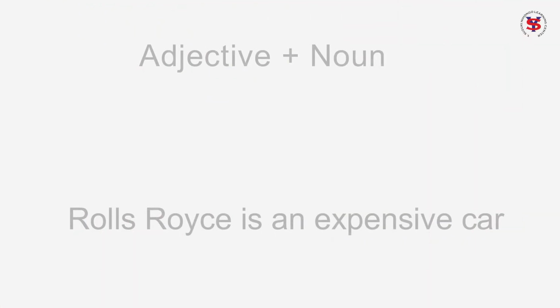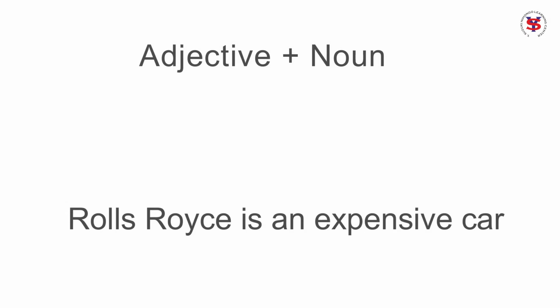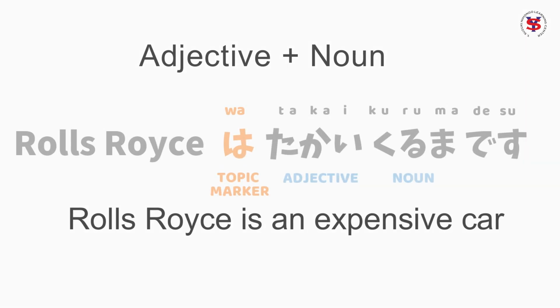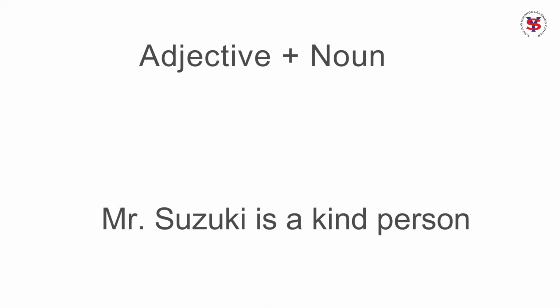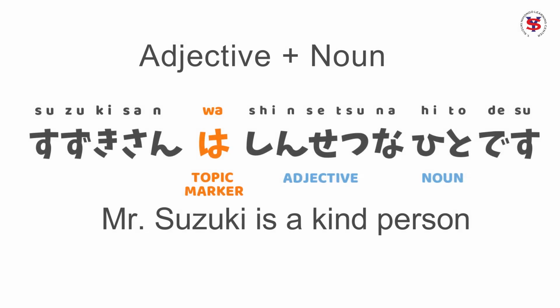Alright, so let's use them in a sentence. Let's say Rolls-Royce is an expensive car. In Japanese, that is Rolls-Royce wa takai kuruma desu. Another example. Let's say Mr. Suzuki is a kind person. In Japanese, that is Suzuki-san wa shinsetsu na hito desu.